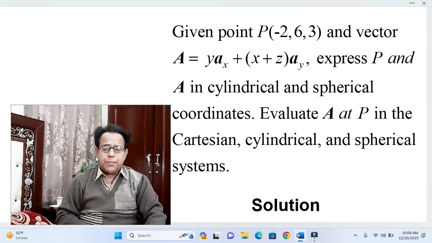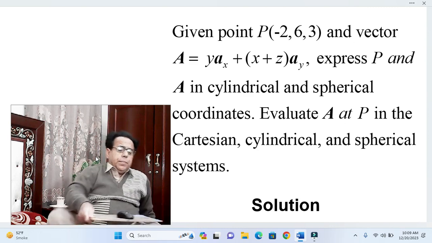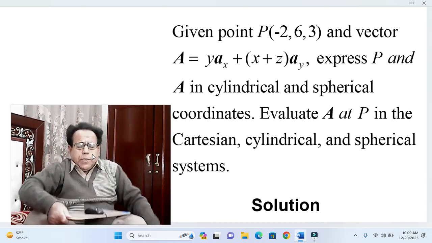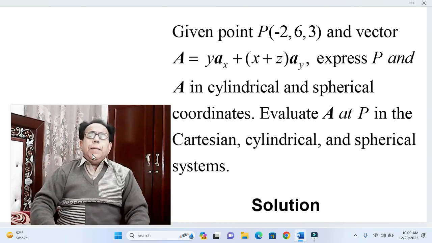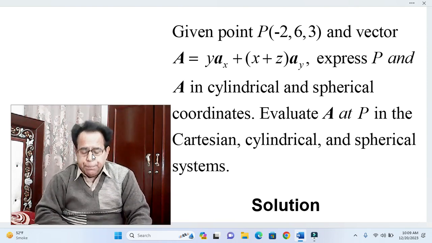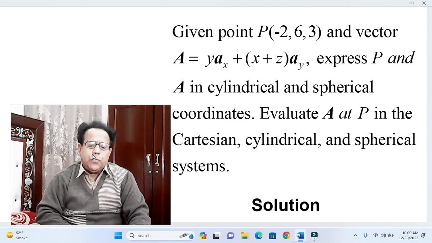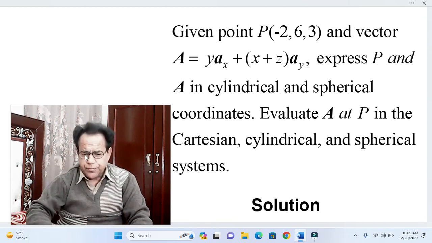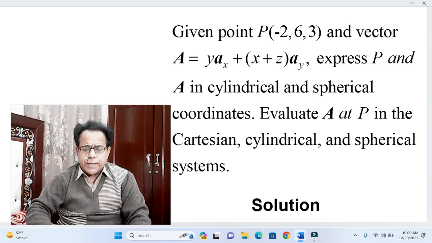This is our next problem. The problem has been chosen from the book Elements of Electromagnetics by Matthew N.O. Sadiku. As usual, we first come to its statement.